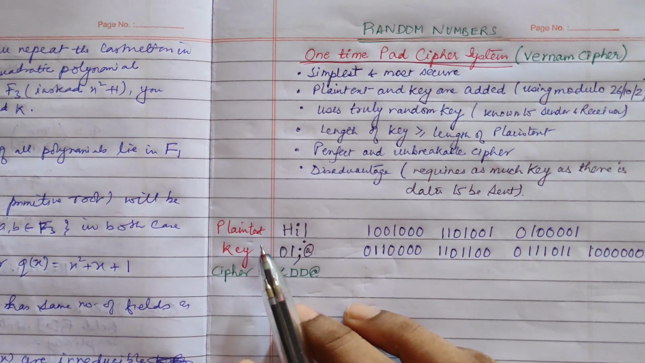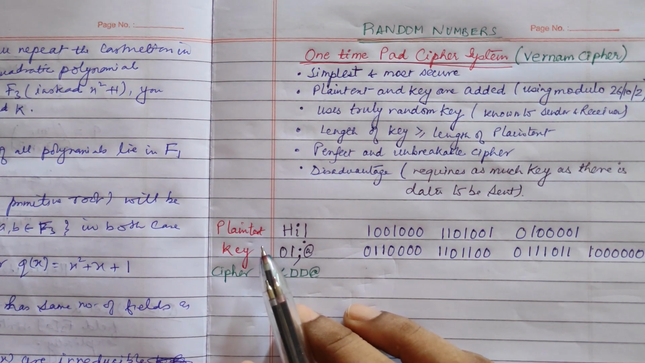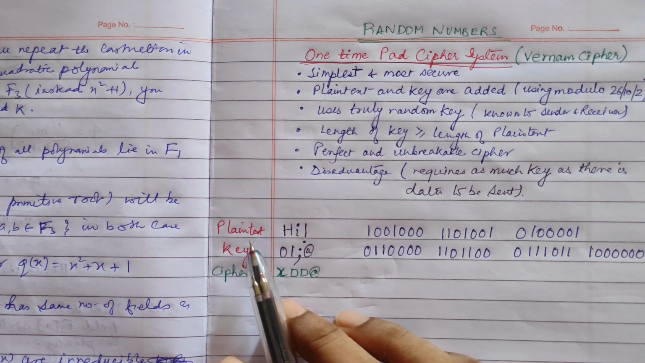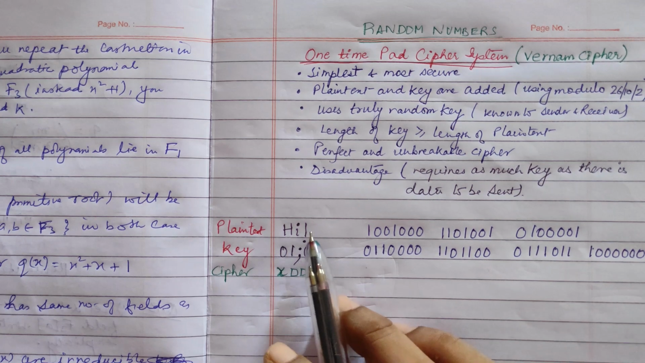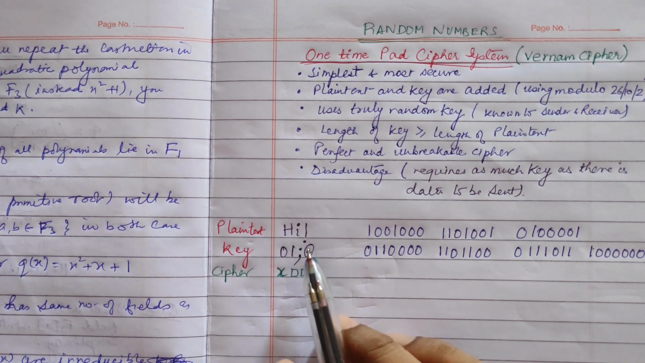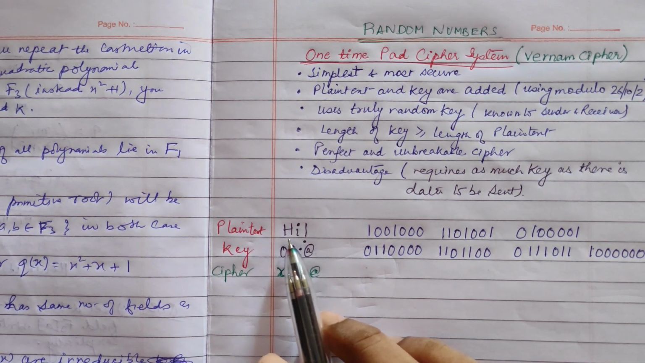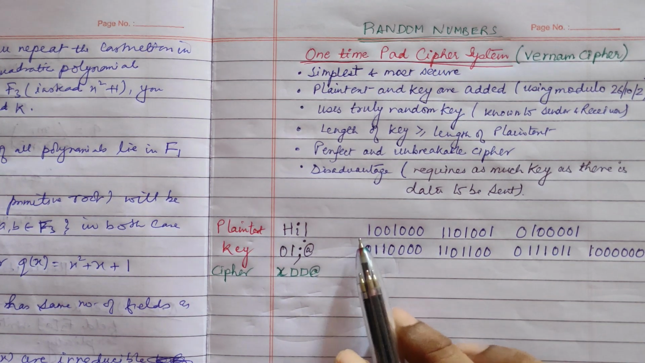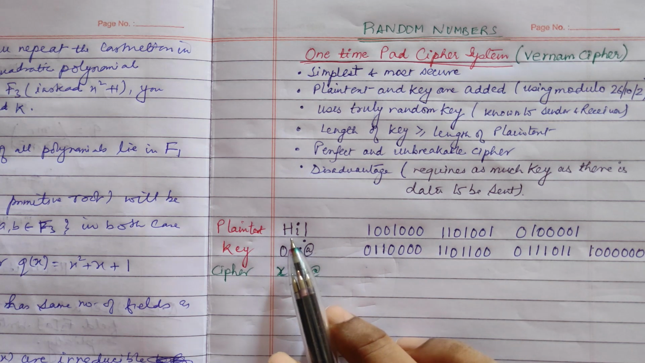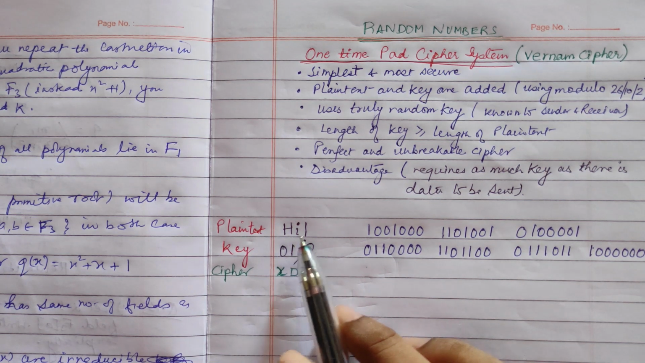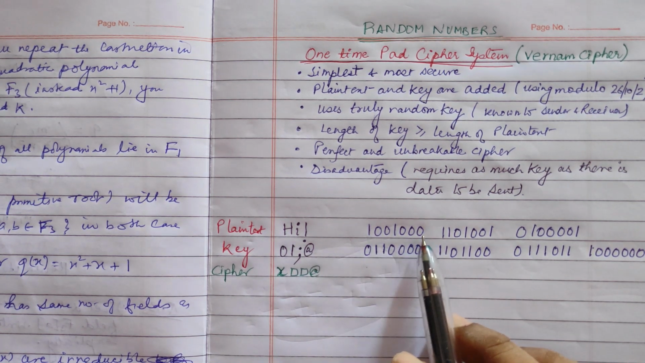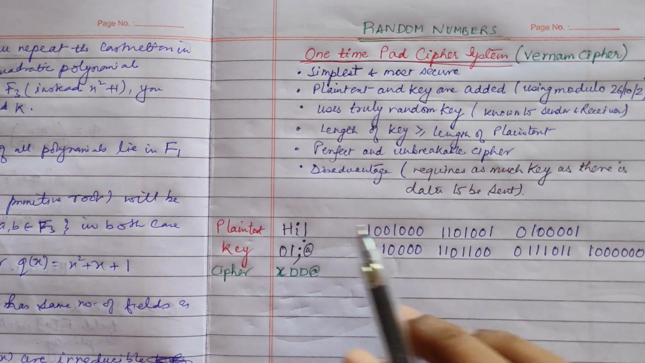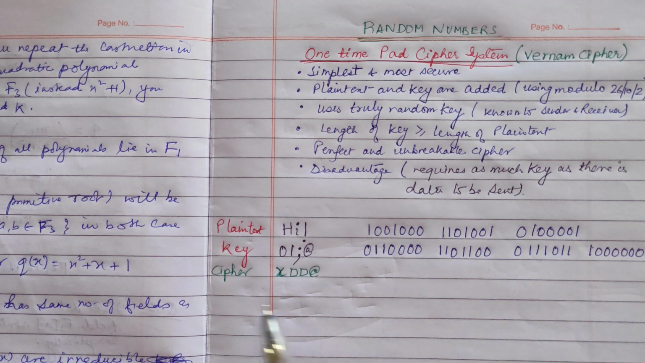So let's understand this cipher system by using an example. We have a plain text here and the plain text is "Hi!" We will take the ASCII value of H and convert it into a 7-bit number. ASCII value of capital H is 72. So this is the 7-bit representation. This is the 7-bit representation of i and this is for the exclamation mark.